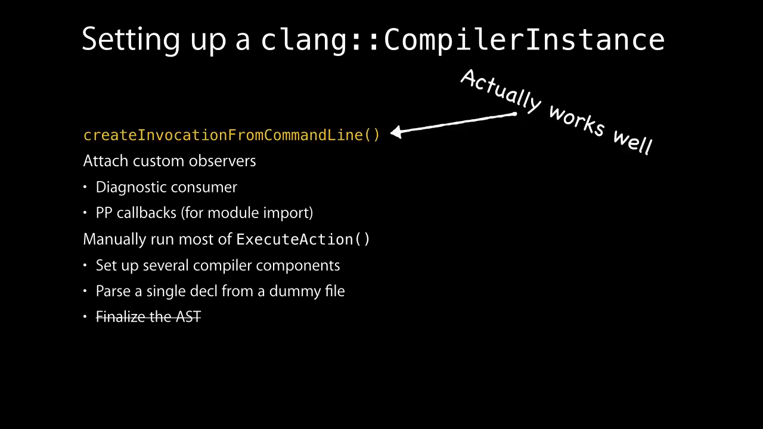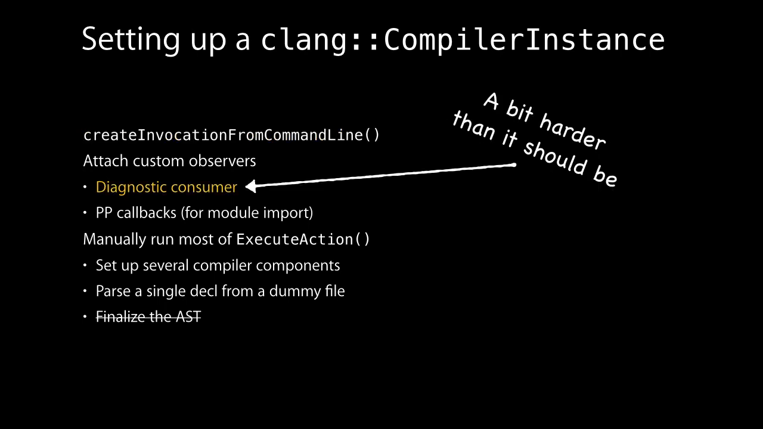So to cover, again, what works and what doesn't. CreateInvocationFromCommandLine actually works pretty well. There are a few steps it takes to get from this command line to an actual compiler instance, and it could probably be a little simpler for people trying to set this up on their own. But in the end, this API does what we need it to do, and it does give you the compiler instance that you need.